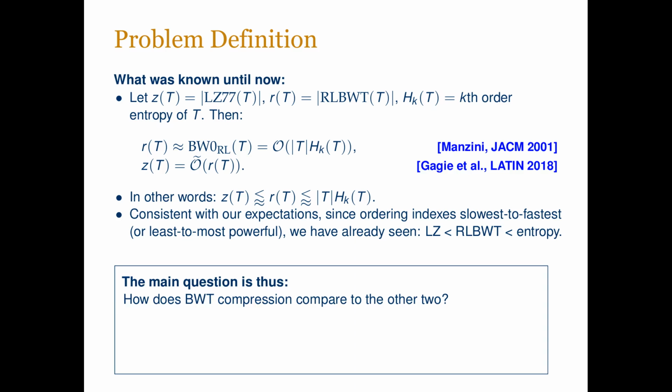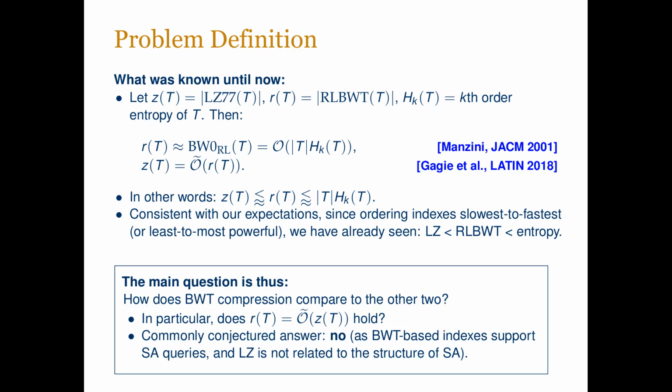Given this situation, the main question that remains is therefore, how does BWT compression compare to the other two? We are particularly interested to know whether BWT compression is provably close to LZ compression, since this is the effect that was observed in practice. The commonly conjectured answer to this question was no. The argument against such a connection is that BWT-based indexes can support suffix array queries, and Lempel-Ziv compression is not related to the structure of the suffix array.